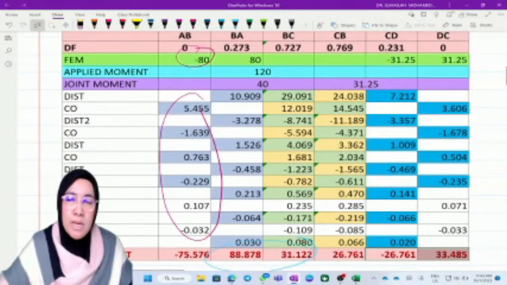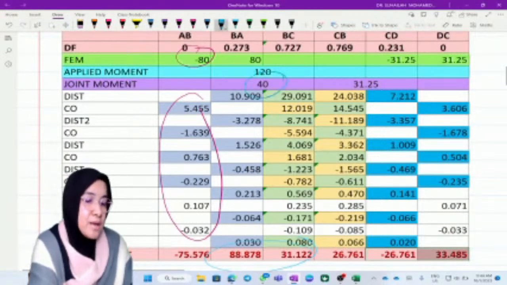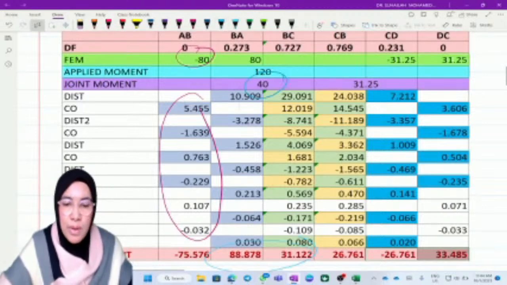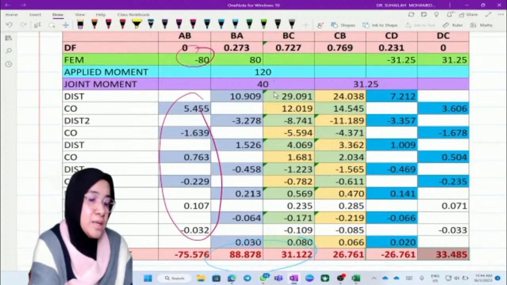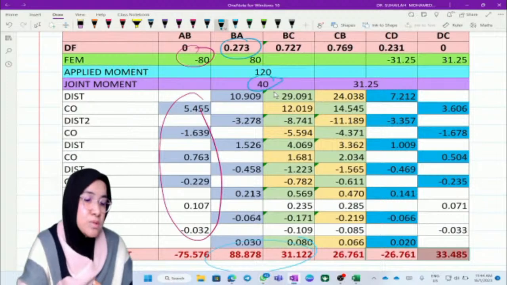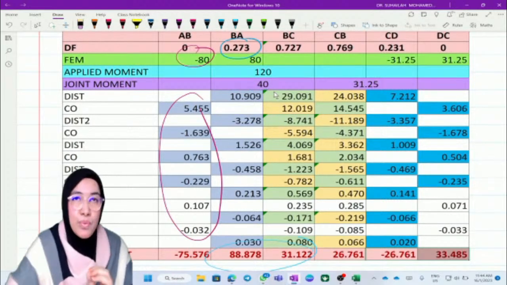The applied moment is subjected directly at the joint, so it is a joint moment, but we have to add the joint moment that we get from the fixed end moment. That is why we get 40 as joint moment. When it is joint moment, we don't need to change sign. This 40 we multiply by 0.273, we get 10, positive also. We distribute the joint moment.